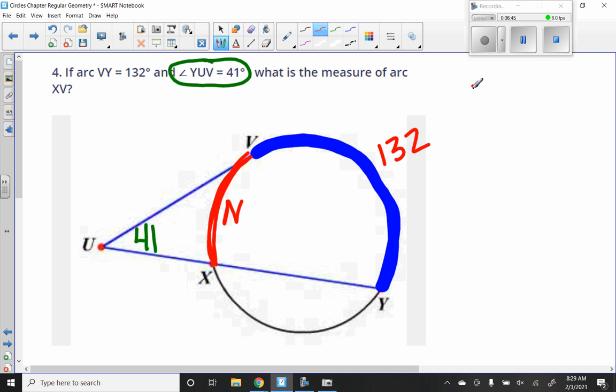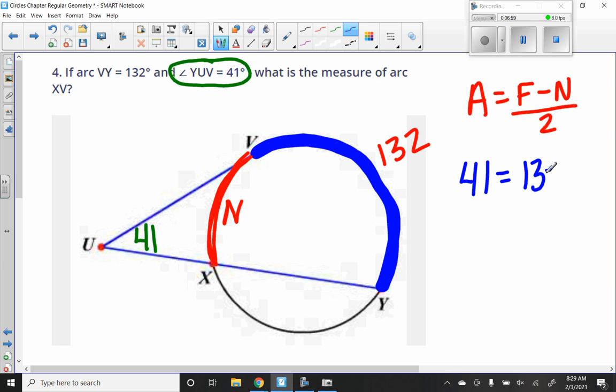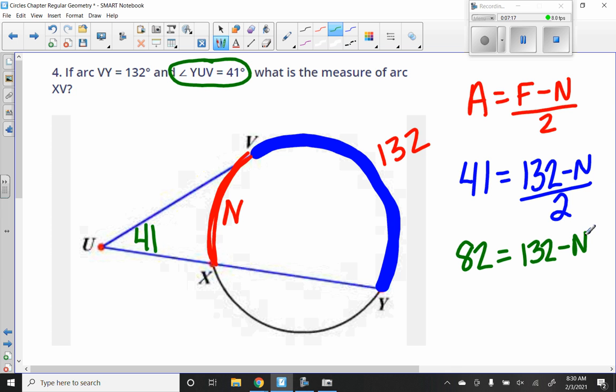So we're looking at angle equals far minus near divided by 2, and N is going to be in our formula. So we're going to say 41 equals 132 minus N over 2. And how do you do this math? We always multiply 2 to both sides to get rid of that 2 on the bottom. So this is what it will be looking like next.